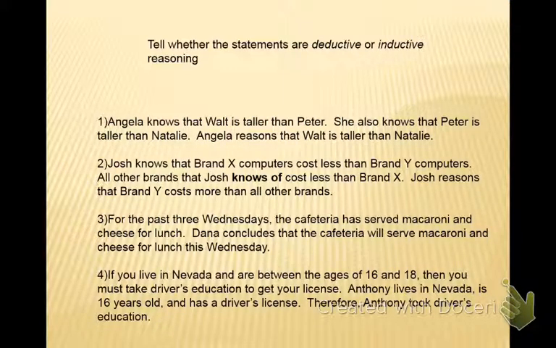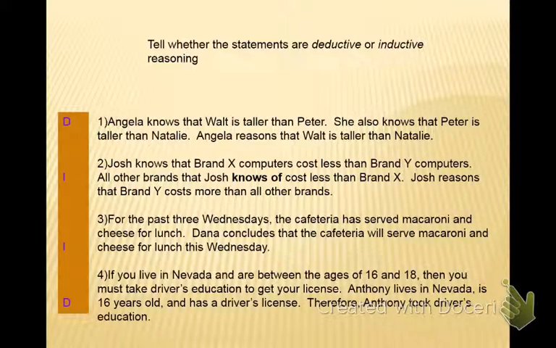The last one, if you live in Nevada and are between the ages of 16 and 18, you must take driver's education to get your license. Anthony lives in Nevada, is 16 years old, and has a driver's license. Therefore, Anthony took driver's education. And that's going to be, okay, deductive reasoning. Those are all proven facts. Those are all facts that you can prove. Okay? All right? We kind of see the difference there?